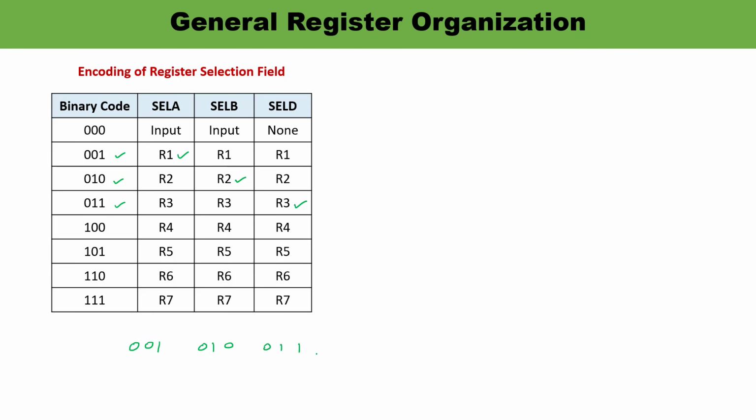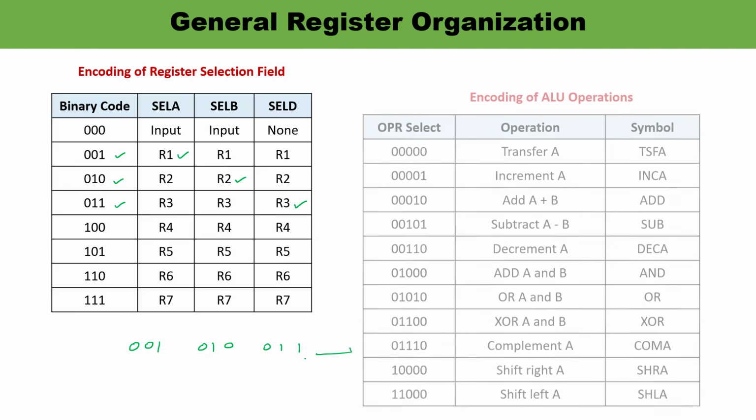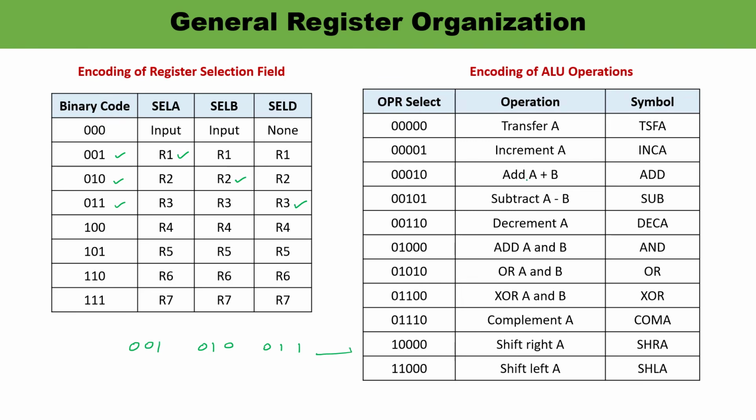Now the remaining thing is how to write the control operation code bits. In the next table, you can observe the encoding of ALU operations. Some of the operation codes have been mentioned over here. As you can see, the addition of two numbers has the symbol ADD, and the operation performed is add two numbers. So what is the operation code? 00010. So this is the 14 bits control word, as you can write.